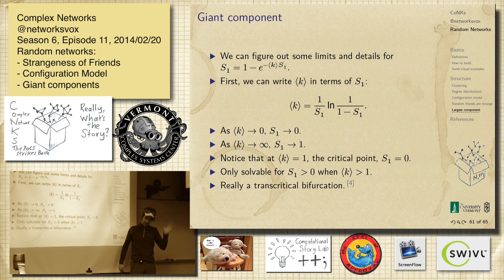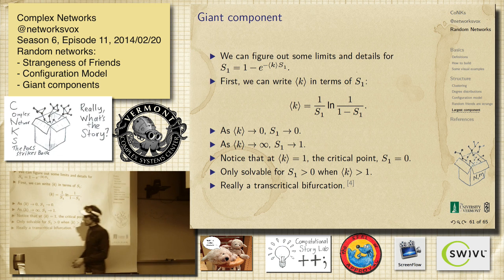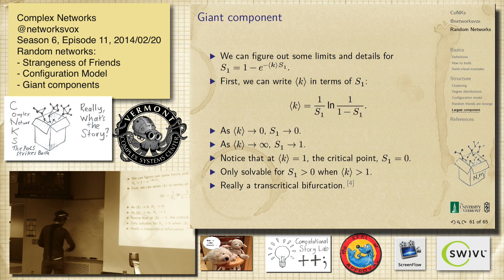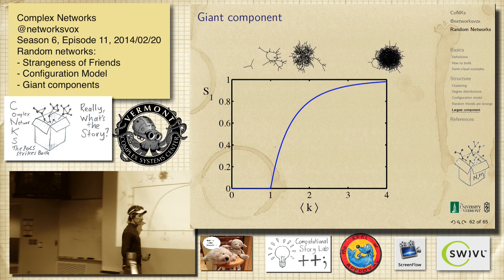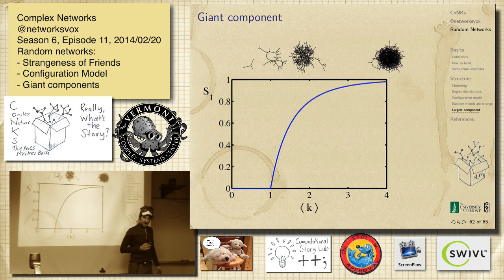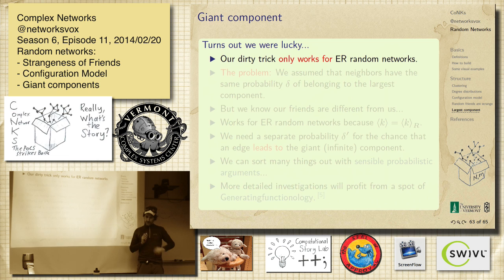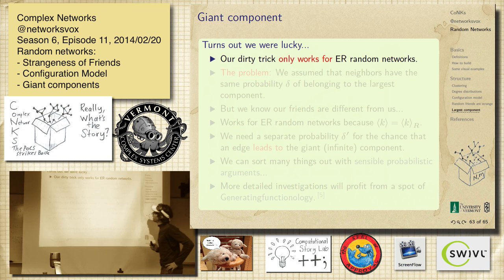There are some nice things about this. It's a transcritical bifurcation story here. There is always S1 equals 0 as a solution, and there's this other one here. You can play around with that. So this is what we had. Here's the end of this: we did a naughty thing. It only works for Erdős-Rényi networks. It doesn't work for general random networks with arbitrary degree distributions. So why is that?